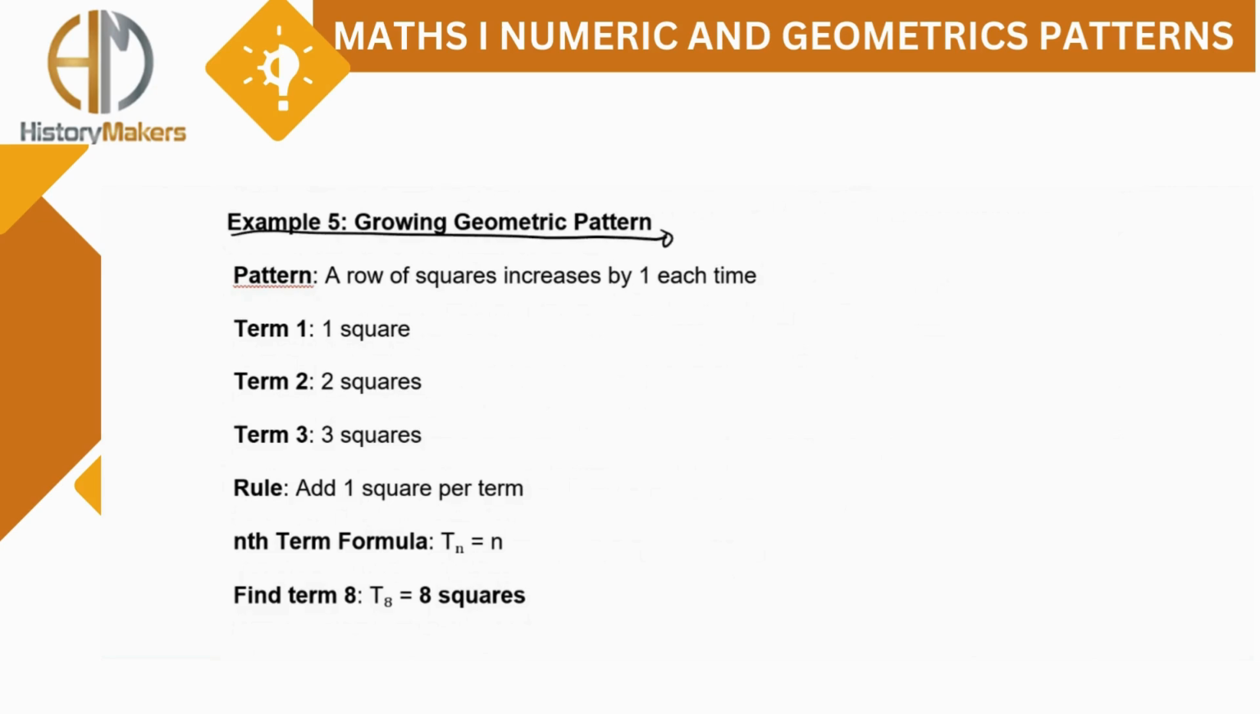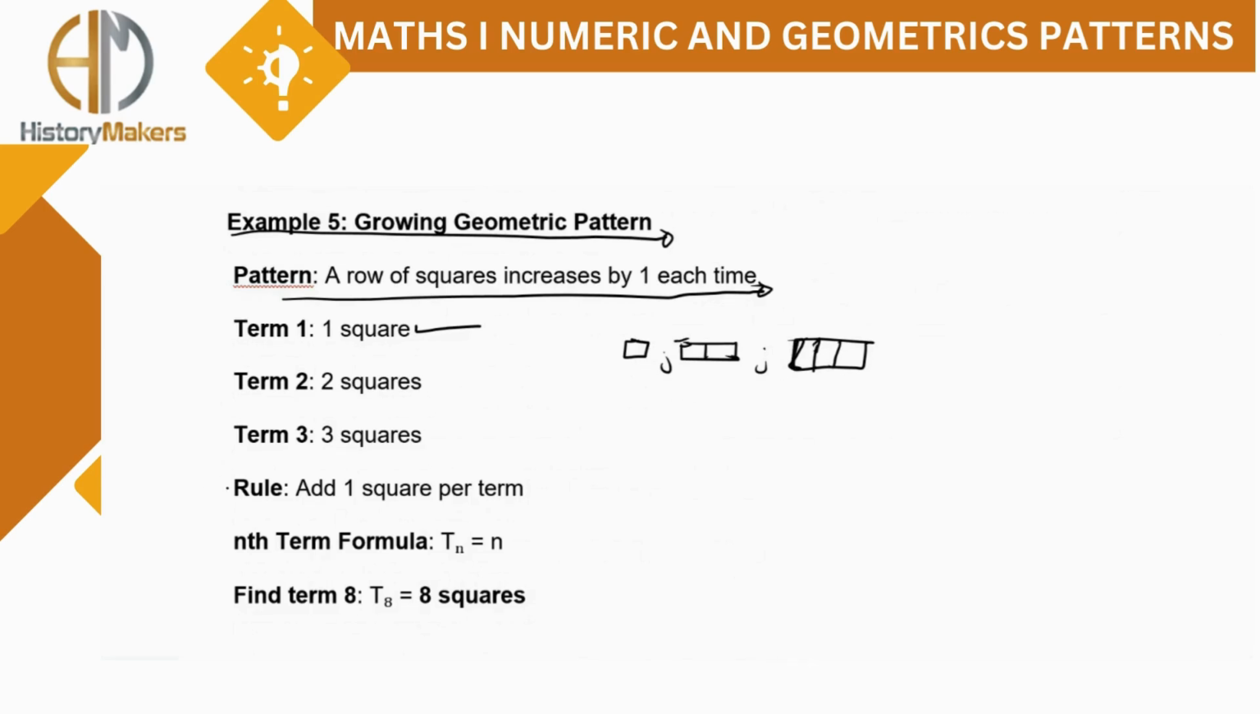Geometric patterns. So a row of squares increases by 1 each time. Term number 1 was 1 square. Term number 2 were 2 squares. Term number 3, we had 3 squares now. Forgive my squares if they don't look like squares.